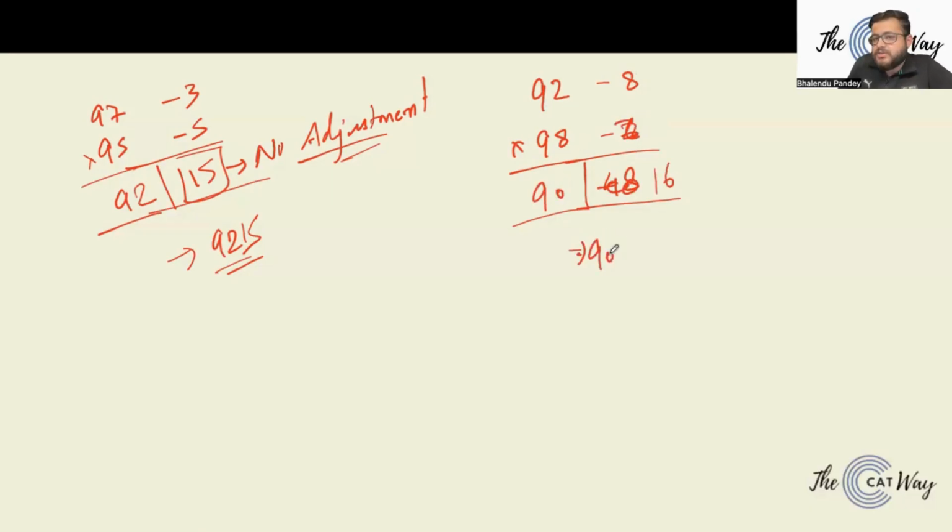Your final answer turns out to be 9016. Correct? So this is how you have to do it. Let's try one more question on similar lines. Let's say this time we do 93 multiplied by 97.